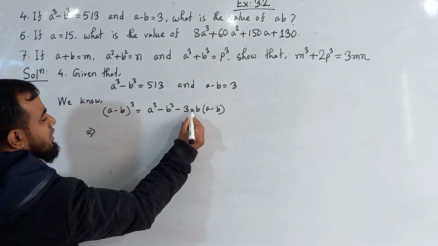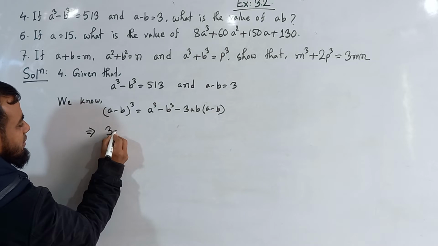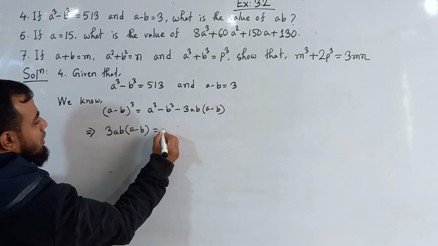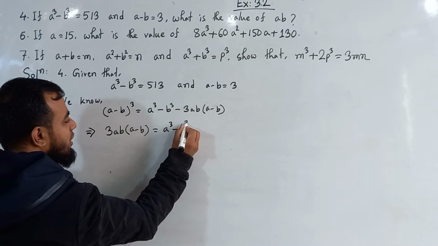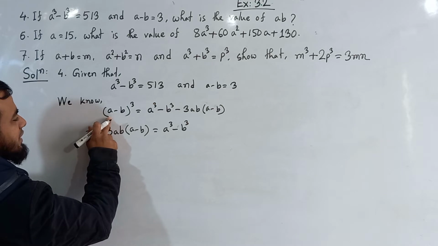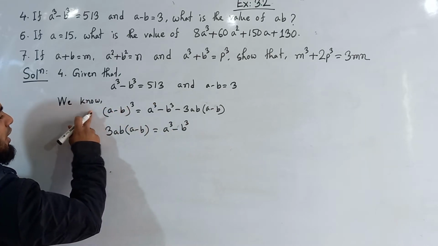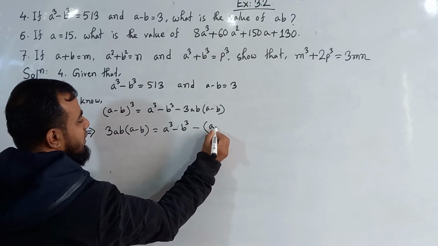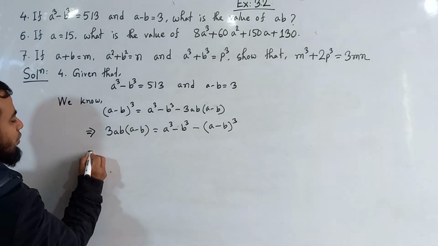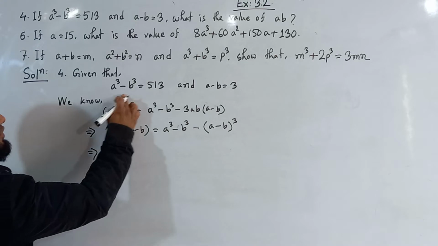Then what will our equation be? We are going to transfer this minus thrice ab to the left side. It will be taken as plus sign. So thrice ab into a minus b is equal to a cube minus b cube, which remains unchanged on the right side. And we transfer the left-hand side a minus b whole cube to the right side, so it will be taken as minus sign: minus a minus b whole cube. Now we are going to put in the values of a minus b and a cube minus b cube, because we have these values here.